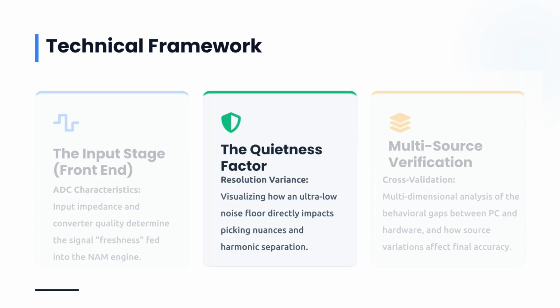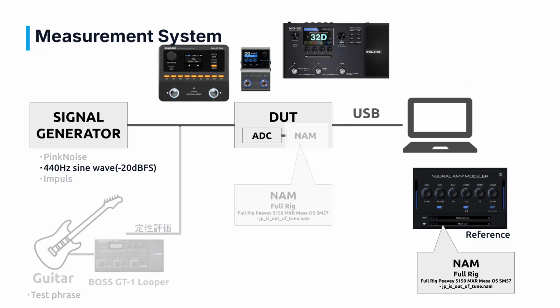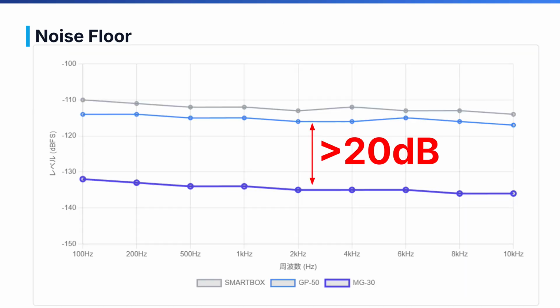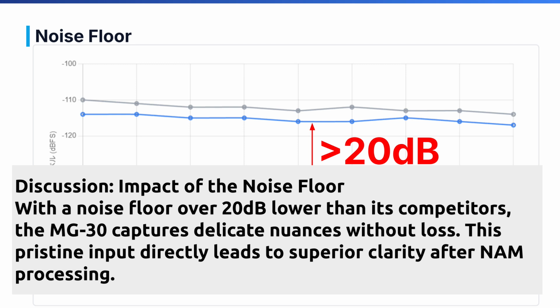Next, noise floor and dynamic range, using a 440 Hz test tone, -20 dBFS. We check the noise floor outside the fundamental frequencies. Result: the MG-30's noise floor is a massive 20 dB lower. This means more microdynamics reach the engine without being buried in noise. The MG-30's high-resolution field comes from superior analog noise rejection. It's not just a bit depth difference. It's the quality of the analog front end.